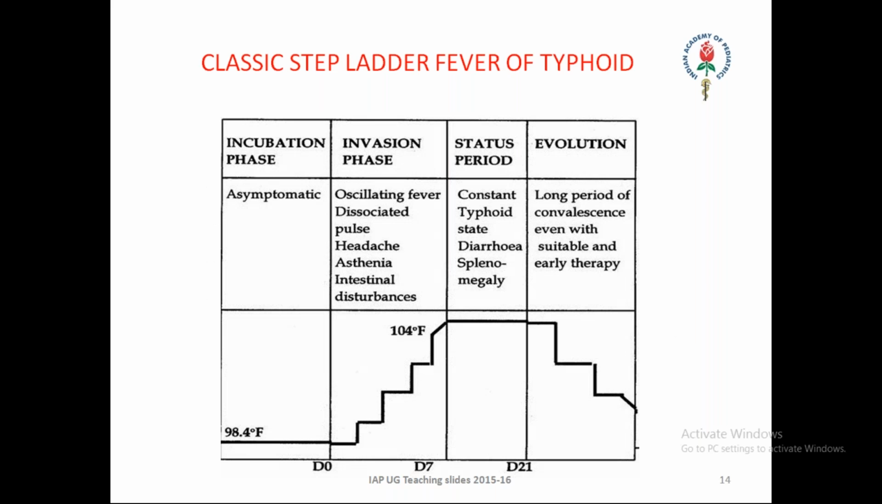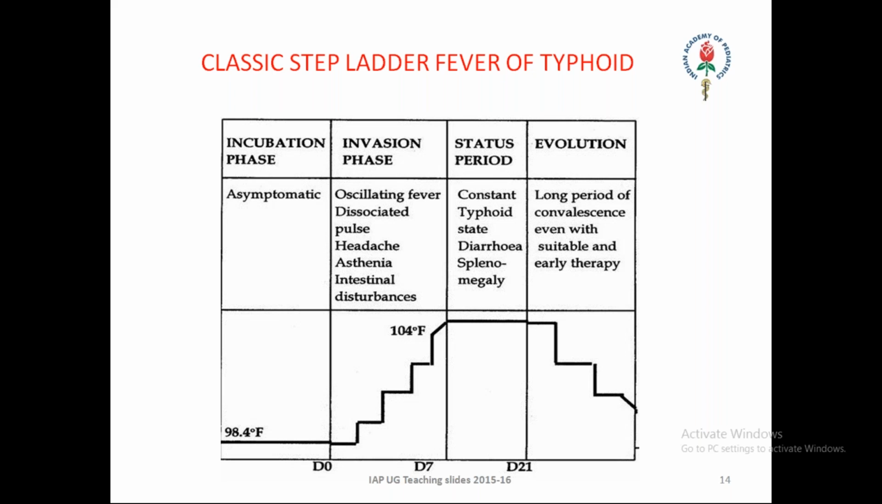Classic step ladder fever of typhoid. If we look down the x-axis, you can see day 0, day 7, and day 21. From day 0, we divide according to the incubation phase, invasion phase, status period, and evolution. Incubation phase is firstly an asymptomatic form and the temperature is also normal. In the invasion phase, from day 0 to day 7, there might be oscillating fever and dissociated pulse, headache, asthenia, that is weakness, and intestinal disturbances. And there is a step ladder pattern of fever. The fever might reach up to 104 degrees Fahrenheit.